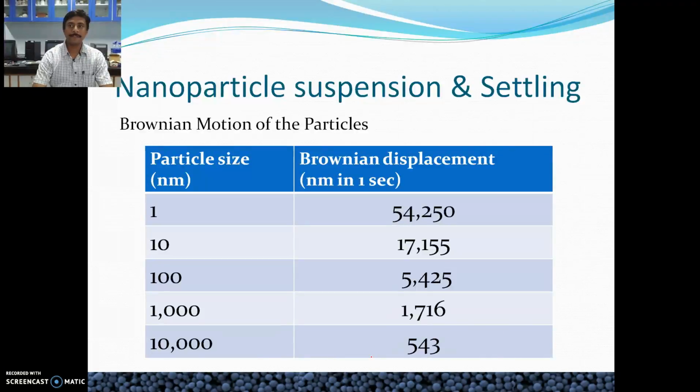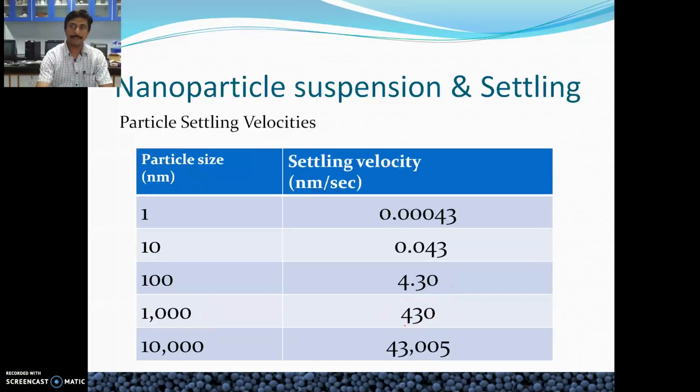Now let's discuss Brownian motion of the particle. According to Einstein's fluctuation dissipation theory, the Brownian motion is inversely proportional to the size of the particle. You can see the Brownian motion of a 1 micron particle, that is 1000 nanometer, is 1716 nanometer per second. The Brownian motion is high as compared to the settling velocity. This is again the 1 micron particle, and the settling velocity is 430 nanometer per second. Hence particles smaller than 1 micron have good suspension ability.